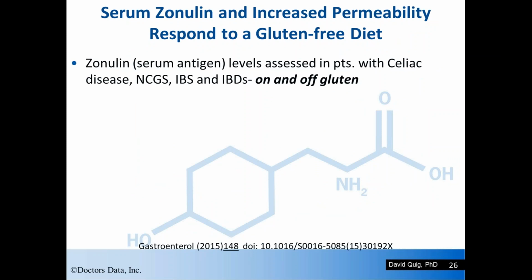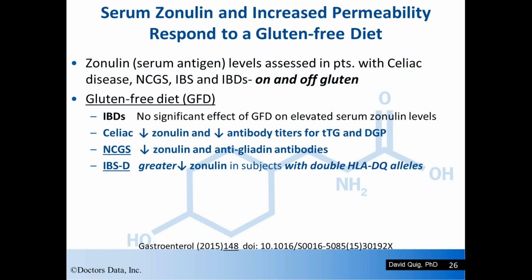So they looked at zonulin levels, that is the serum antigen levels of zonulin, in patients with celiac disease, non-celiac gluten sensitivity, IBS, and IBDs before and after a gluten-free diet. And the results were very interesting. After the gluten-free diet, for IBD patients, there was no significant effect of the gluten-free diet on their markedly elevated serum zonulin levels. So clearly gluten or gliadin was not a trigger in IBD.